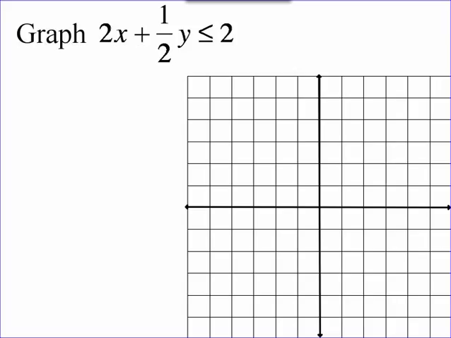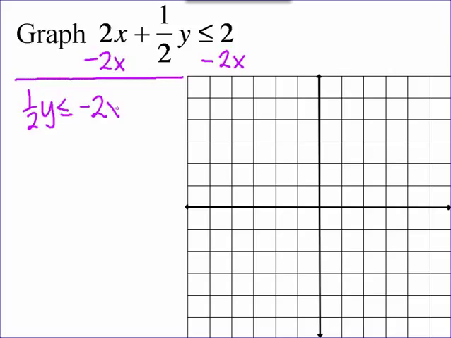What do I want to do? I want to get the y by itself. So what do I need to do? Subtract 2x. Very good. So on the left side, I end up getting 1/2 y is less than or equal to negative 2x plus 2.